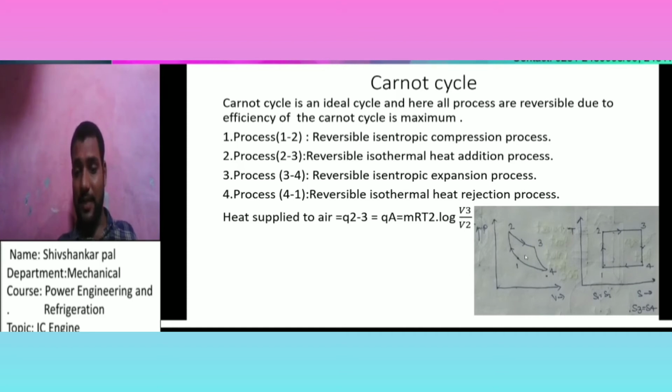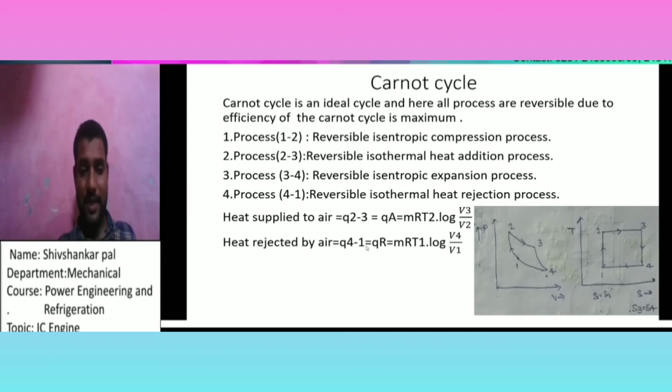And second, heat exhaust, that is the heat between the 1 to 4 process. What is Q14? Heat ejected by the air. Q41 means Q rejected, mR into T1 log V4 by V1, higher volume V4 divided by V1. That process is the heat exhaust.